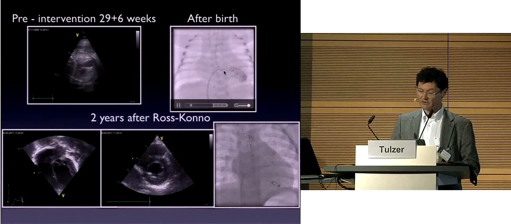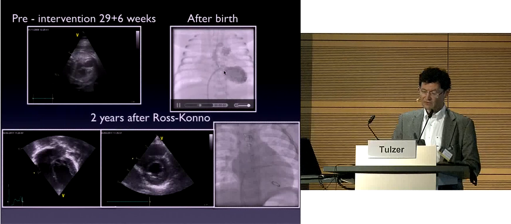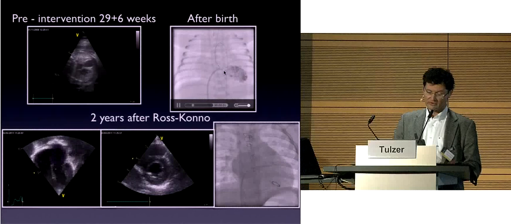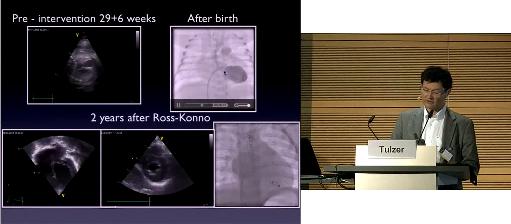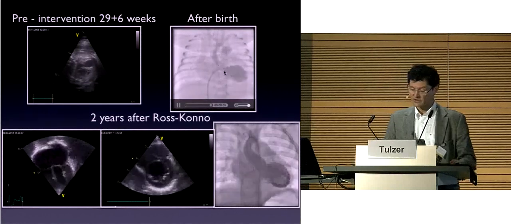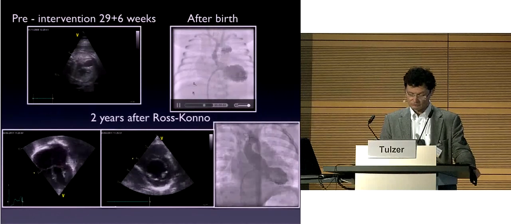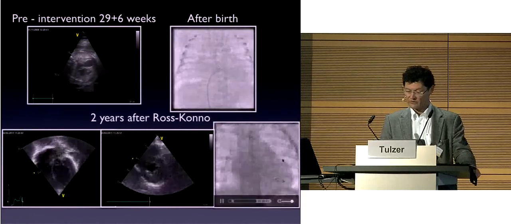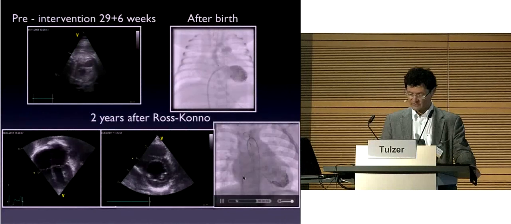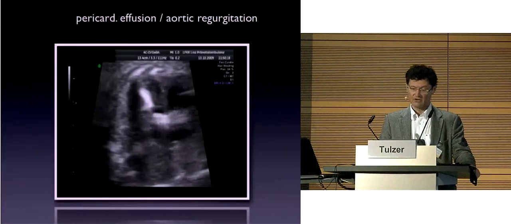It was a 4 millimeter aortic valve, so this went on to a neonatal Ross-Konno surgery, and this was the echo 2 years after the Ross-Konno surgery and the cardiac cath. You can see now nice, at least systolic function, but some degree of aortic root dilation, of course, already.